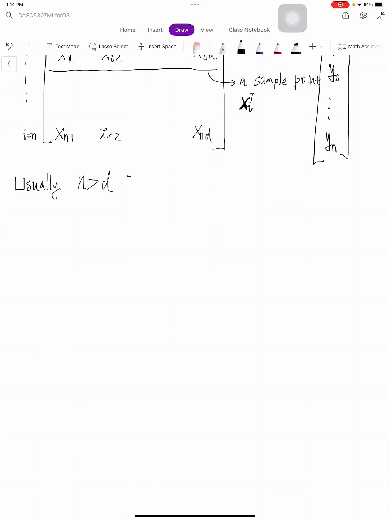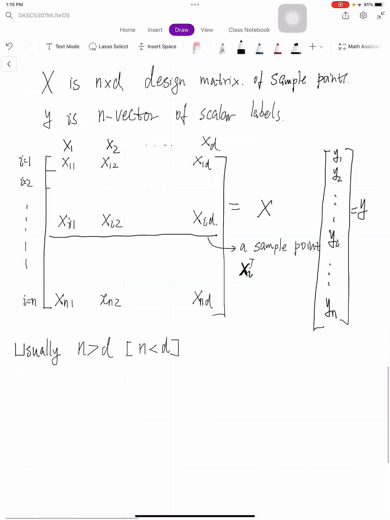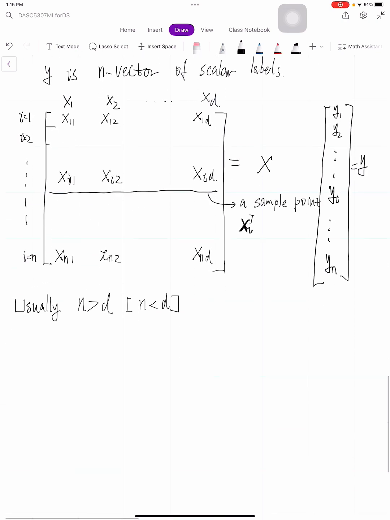But there are some cases where n is less than d. When you solve with this design matrix, if we have our model y equals X omega, this model has no intercept. So this linear model will always cross the origin.